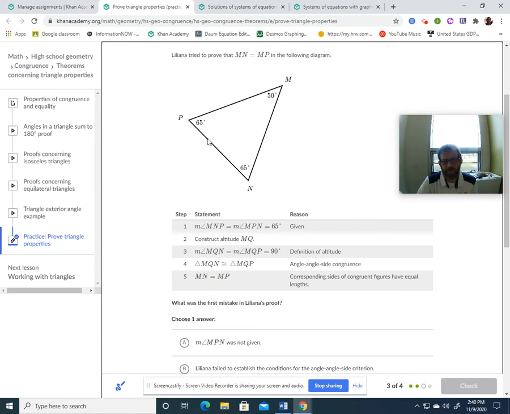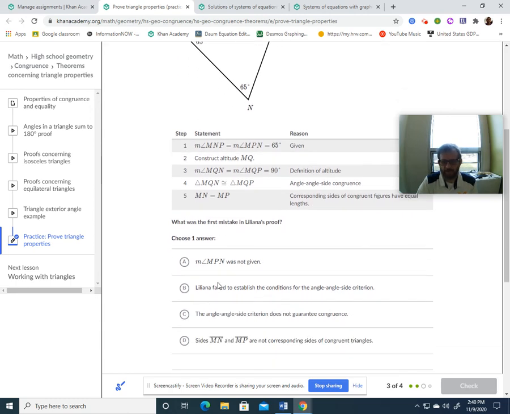What are we given here? Okay, so we got that. That's equal to itself. Angle, and then that's a right angle, so that would be angle, angle, side. Yep, I actually like that. Angle, angle, side. Corresponding sides of congruent figures have equal lengths. Okay, what was the first mistake?